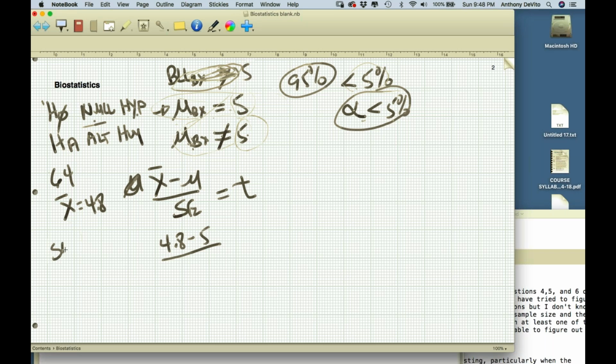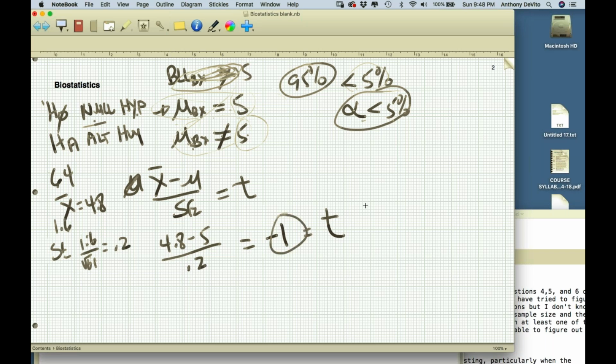What's our standard error equal to? Our standard error is equal to our standard deviation, I think I said it was 1.6, over the square root of 64, which is 8. 1.6 divided by 8 is 0.2. So our standard error is equal to 0.2, and our t-score is equal to -1.